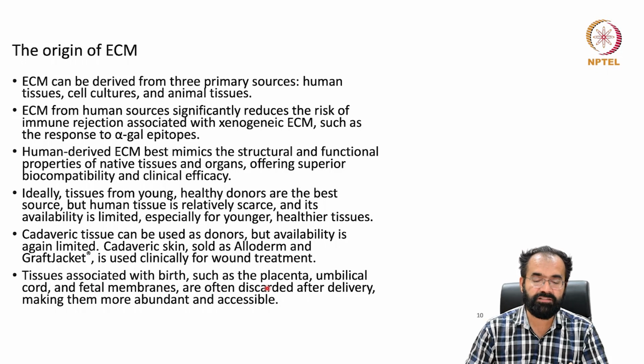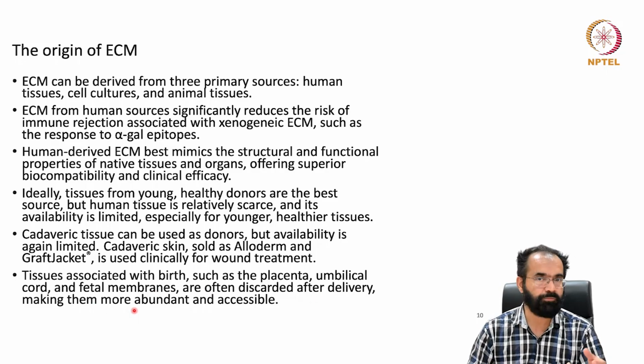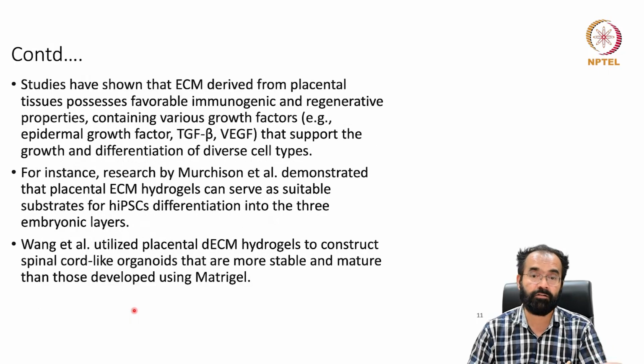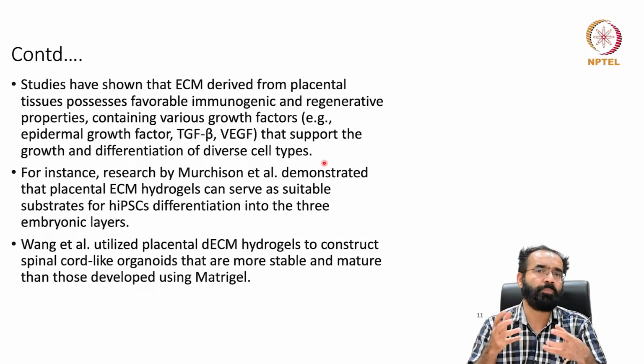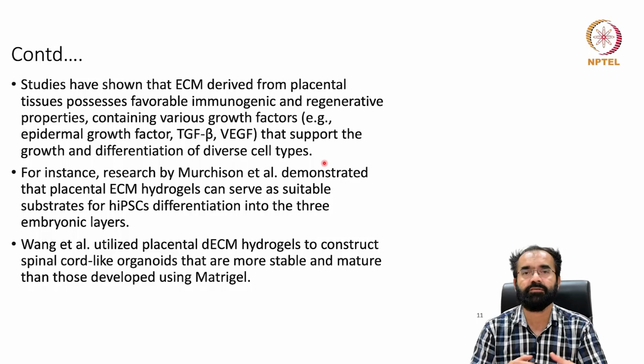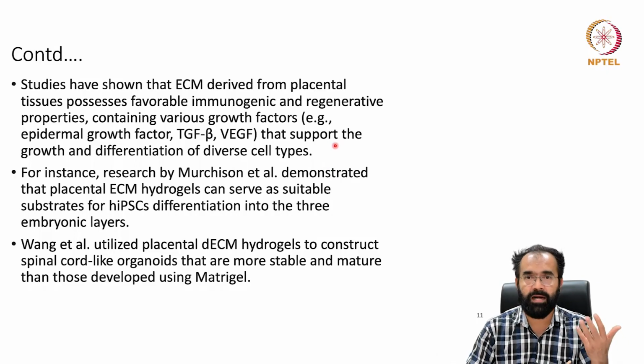Tissue associated with birth, such as placenta, umbilical cord and fetal membrane, are often discarded after delivery, making them more abundant and accessible. If hospitals are throwing it away after birth and you can collect it, that will be a great thing to have. Studies have shown that ECM derived from placental tissues possesses favorable immunogenic and regenerative properties, containing various growth factors, for example epidermal growth factor, TGF-beta, VEGF, etc., that support the growth and differentiation of diverse cell types. Because it is from a fetus, it is pro-regeneration in any way. So those ECM will be superior to an adult ECM.